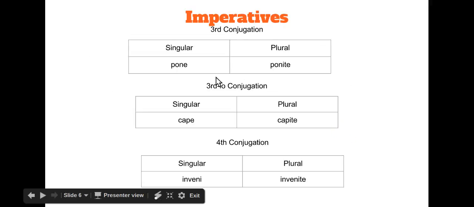Imperatives. So these are a little different. For the third and third IO, you have a change. And so you go from pone with an E to ponite with an ITE, and cope with an E to copite. Again, the third and third IO follow a different pattern for imperatives than the other conjugations. You go back to keeping the vowel the same with the fourth, like you do with the first and second. You go I and ITE.